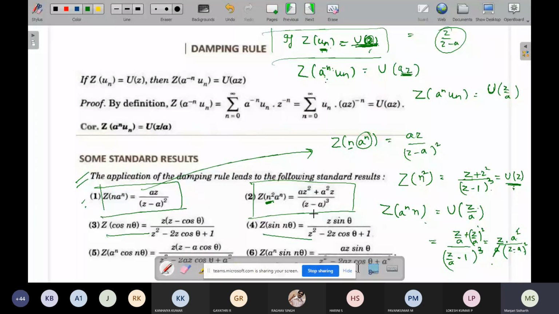Any doubt in this? Five plus. Any doubts? Okay then.